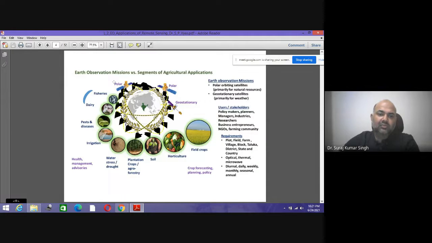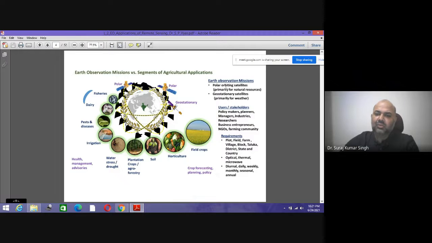So, what are the departments for which remote sensing and GIS is used, for geostationary as well as polar sun synchronous satellites? We are going for fisheries studies, dairies, pest and disease infection, irrigation, health management advisories, water stress, plantation, crops, agroforestry, soil, horticulture, field crops, crop forecasting, planning policies.